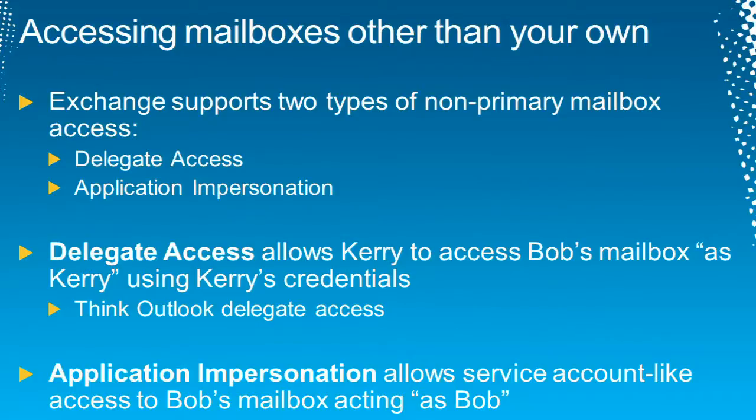So if I were to send mail, let's say Albert gave me send rights to his mailbox, I could send from him, but it would actually show up as me sending on behalf of him. Whereas if I had application impersonation rights to Albert's mailbox, I would be able to send mail as though I were Albert.